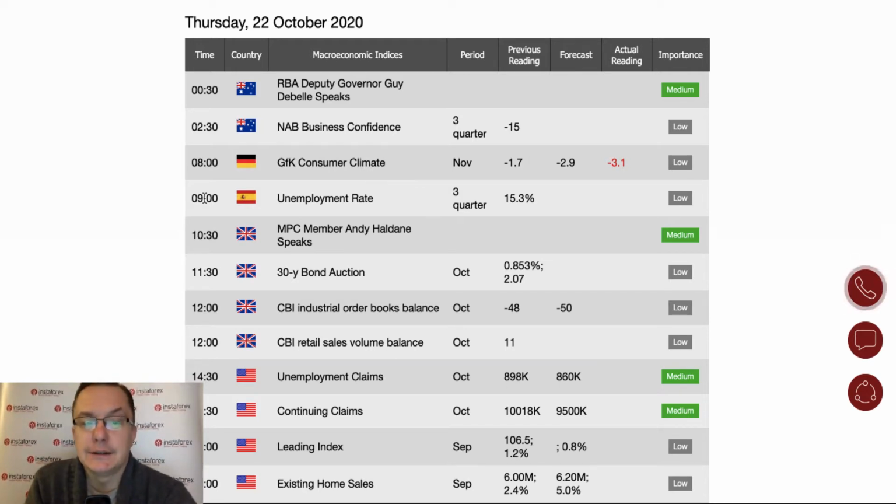At 9 o'clock, there's interesting data from Spain, which is the unemployment rate for the third quarter, and the previous reading was 15.3% of unemployment in Spain. We will see if the actual reading will be bigger than this one. It's interesting data because we know the youth unemployment in Spain is still at elevated levels, and the overall unemployment rate might increase as well.